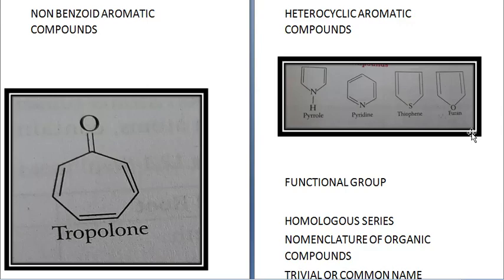Same way you can see methanol, ethanol. Methanol is CH3OH, ethanol is C2H5OH. Difference of CH2. Methanoic acid or formic acid and acetic acid. Difference of CH2. So they belong to the same homologous series.